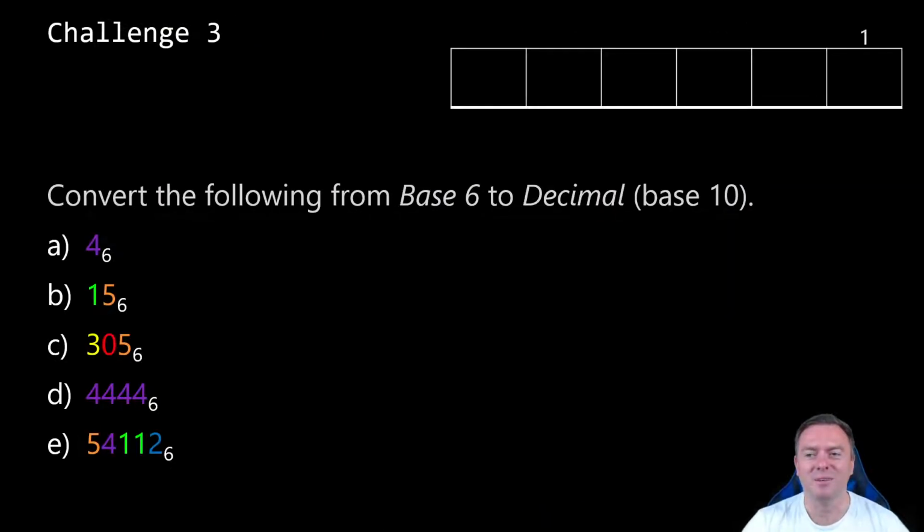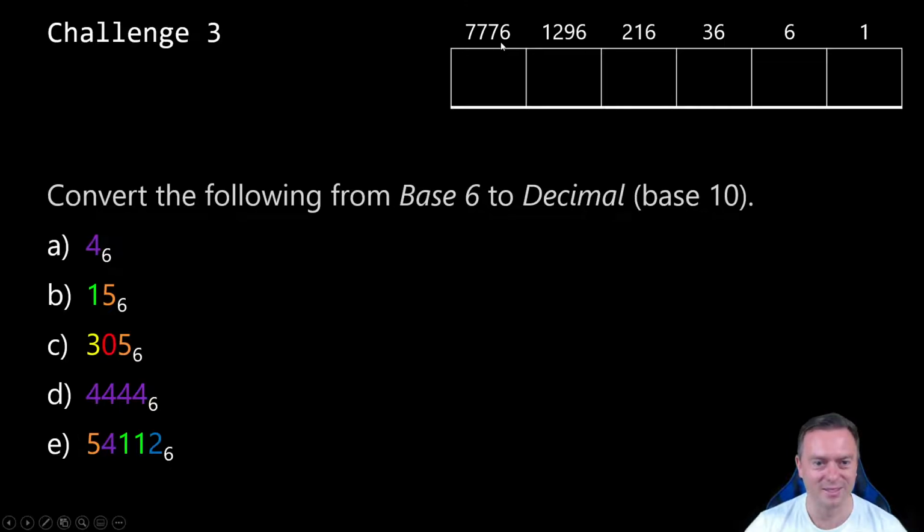So having a little challenge with this, I'm going to do the first 2 of these with you. So you've got your 1s column, your 6s column, 36s, 216s, 1,296s, and then 7,776s. For the first one, when you have just a single character in base 6 and it's less than 6, it is exactly the same. So you have 4 lots of 1, which is 4. So 4 in base 6 is exactly the same as 4 in base 10.